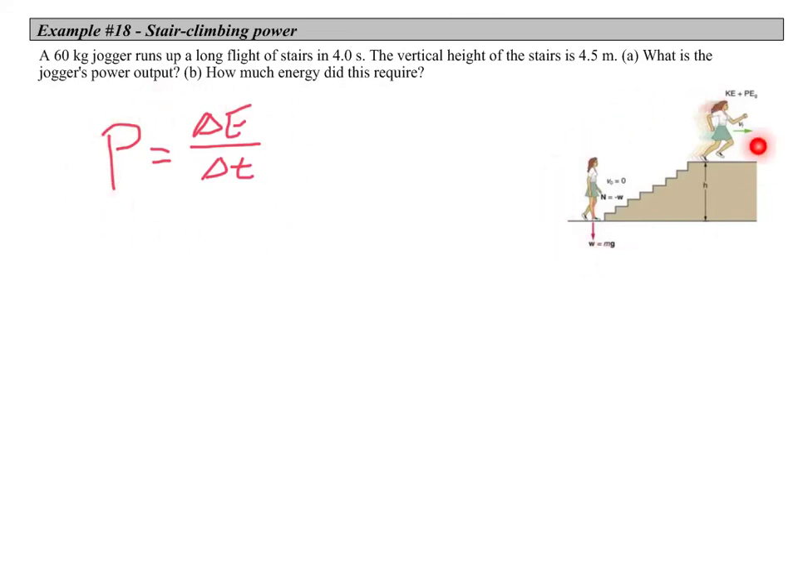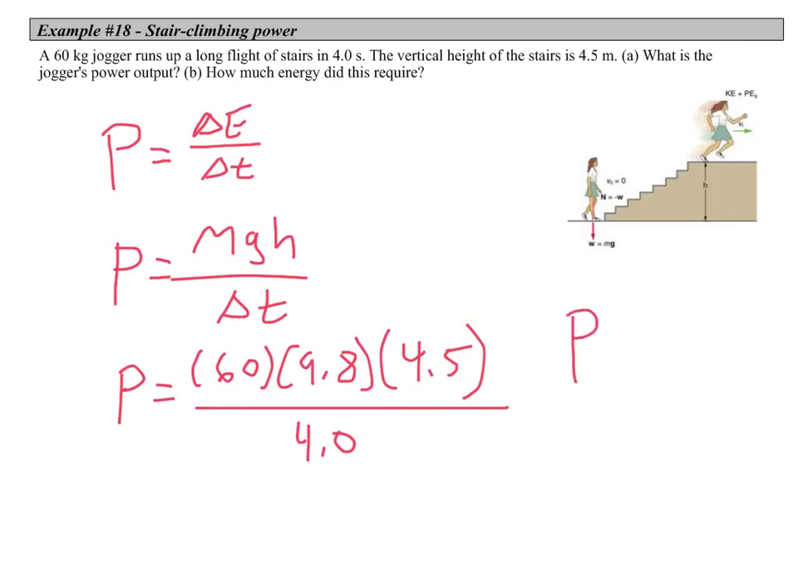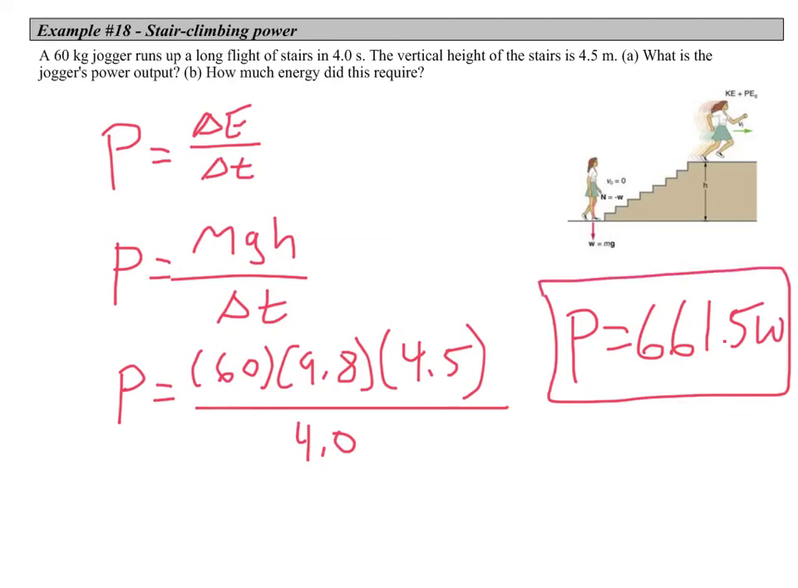And this person is going up a flight of stairs, so they're changing their gravitational potential energy. So in this case, our power is going to be equal to our change in gravitational potential energy, which starts at the bottom here at 0 and goes to something above 0 at the top of the stairs. So we end up with mgh over time. And we end up generating 661.5 watts of power to get up this staircase. Now, since there's 746 watts in 1 horsepower, the jogger's doing work at a rate of just under 1 horsepower. A person can't do that rate of work for very long.